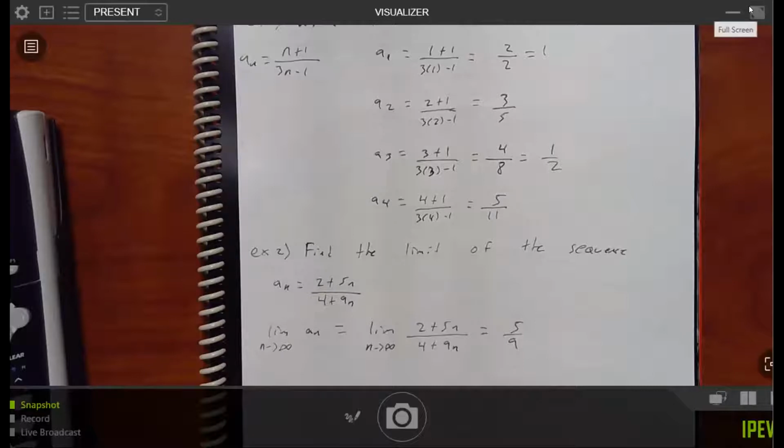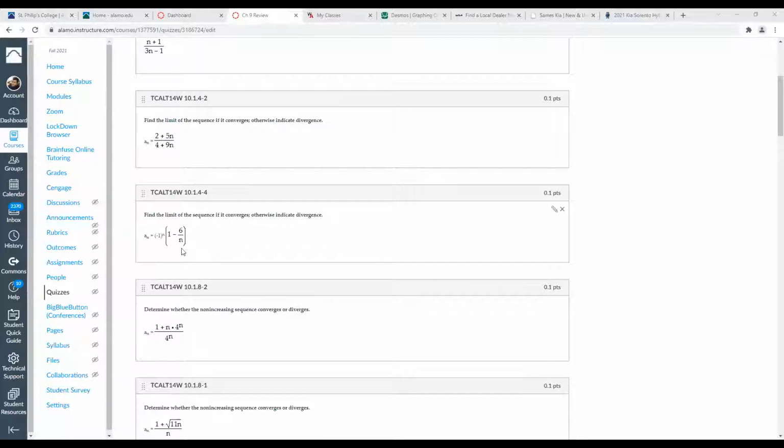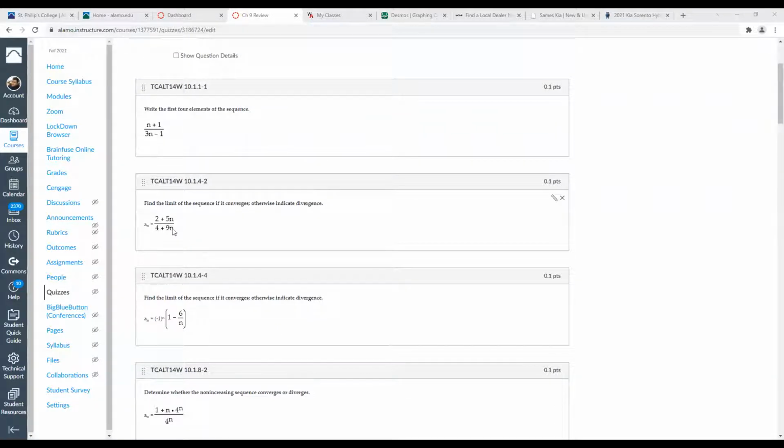Any questions on number 1 or 2? So you just take the highest degree. If they are the same, you divide by 5 and 9. The other terms don't do anything.